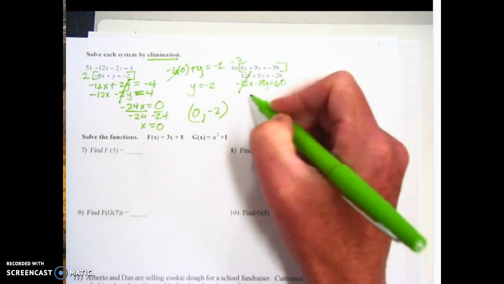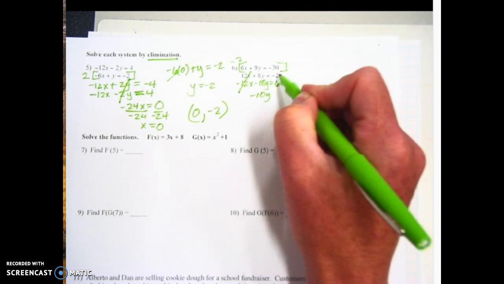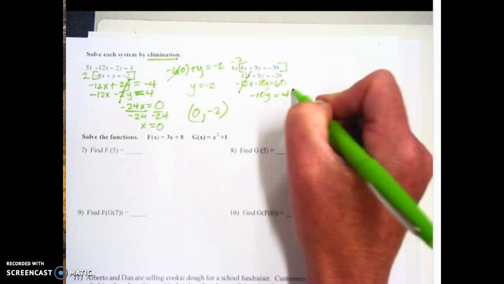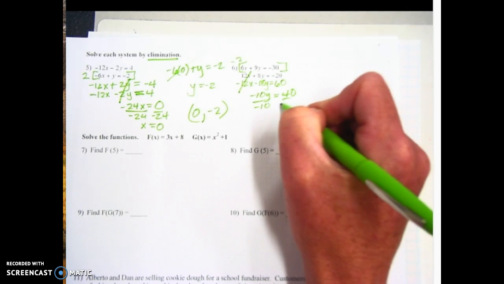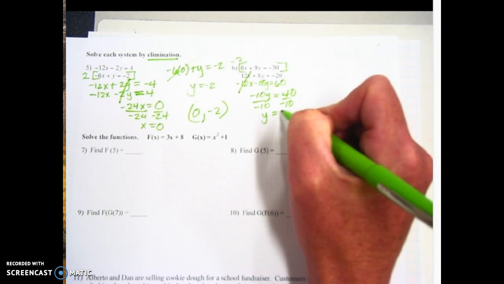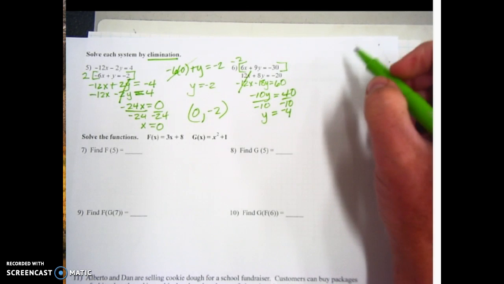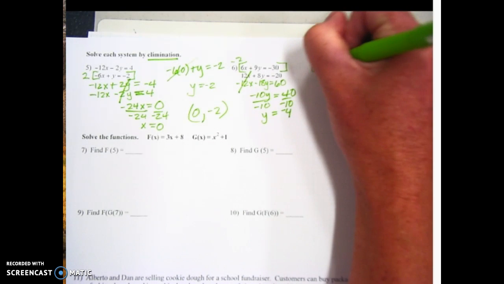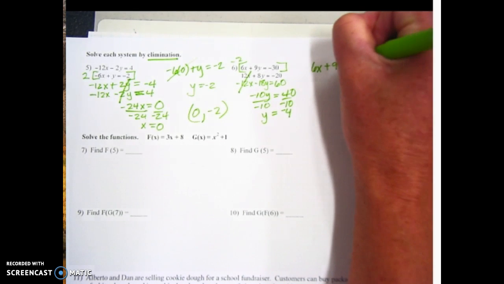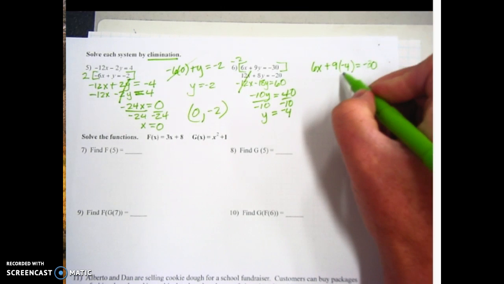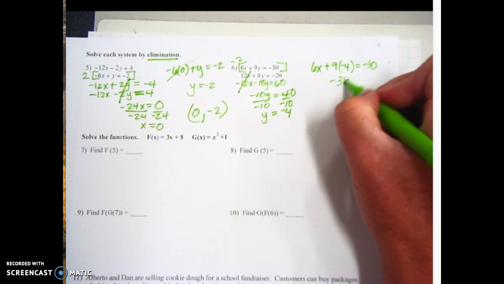So 8y minus 18y is negative 10y. Negative 20 plus 60 is 40. So when I divide by negative 10, I get y equals negative 4. I'm going to substitute that into the first equation because they're both about the same. So I'm going to do 6x plus 9 times negative 4 equals negative 30. 9 times negative 4 is minus 36.